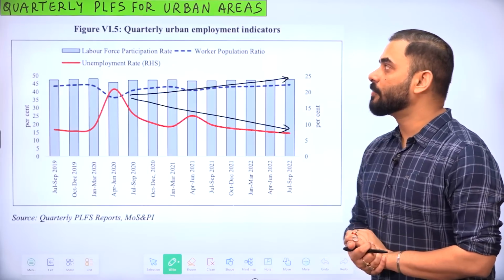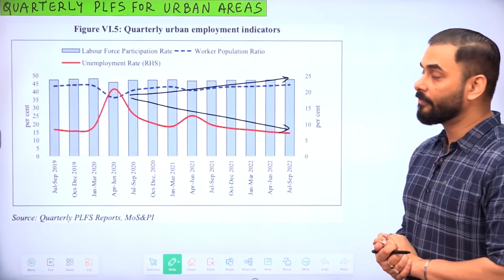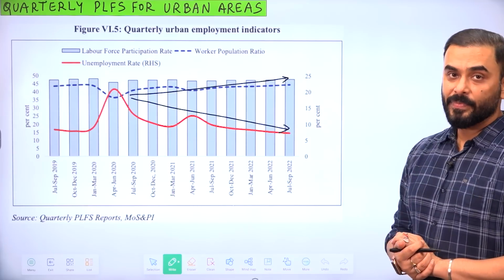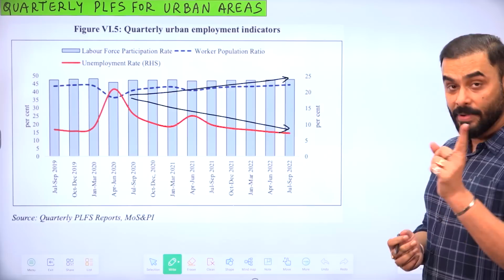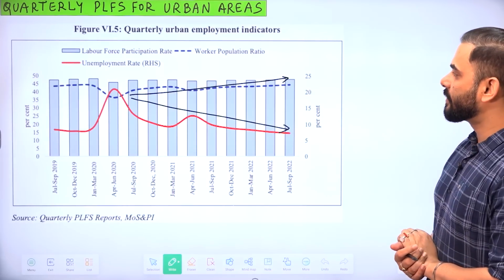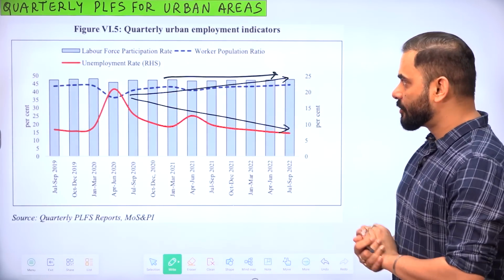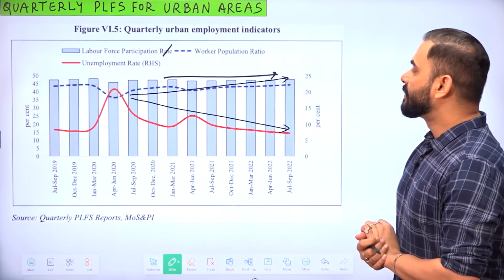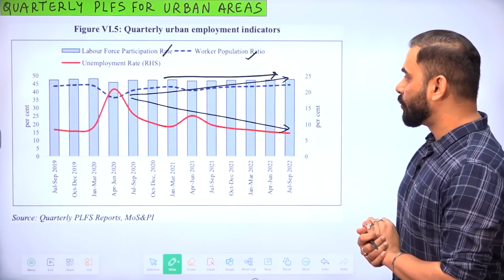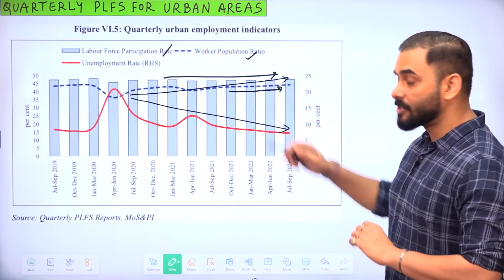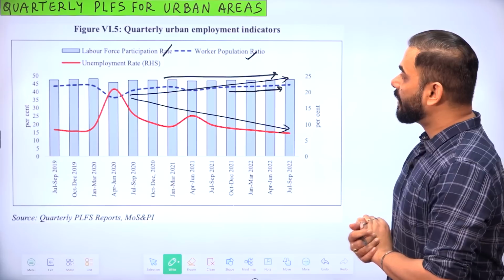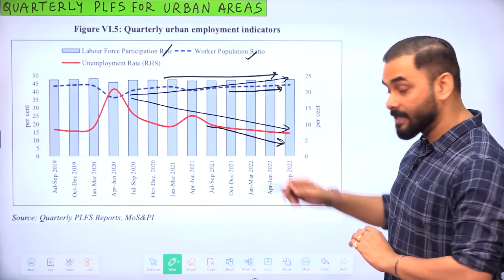Economic survey then talks about the quarterly report of PLFS, periodic labor force survey, for urban areas. And for urban areas, economic survey says that the labor force participation rate has increased. It says worker population ratio has also increased. And economic survey says that unemployment in urban areas is coming down.